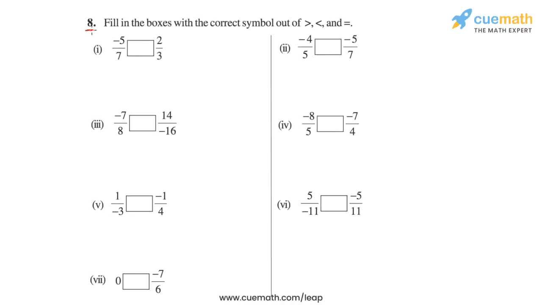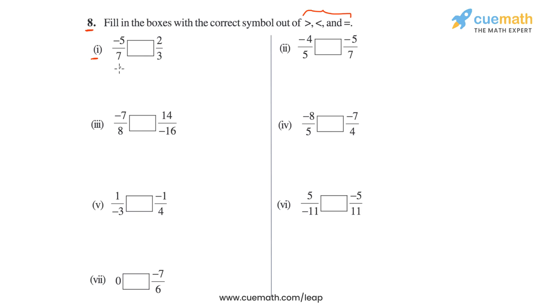In question 8 of this exercise, we have these 7 parts to be solved. In each part, we are given 2 rational numbers and we have to compare them using greater than, less than or equal to symbols. Okay, so in the first part, we have minus 5 by 7 and 2 by 3. These are the 2 rational numbers we have to compare.